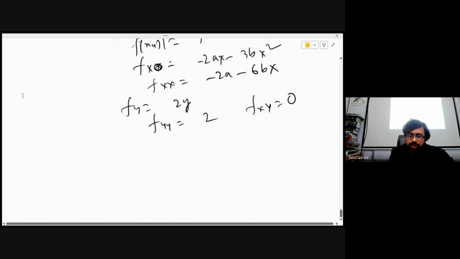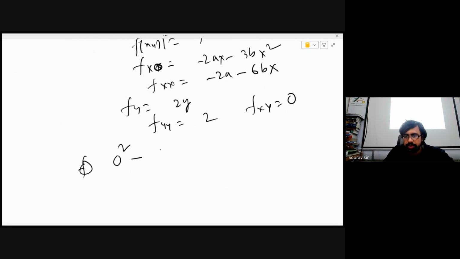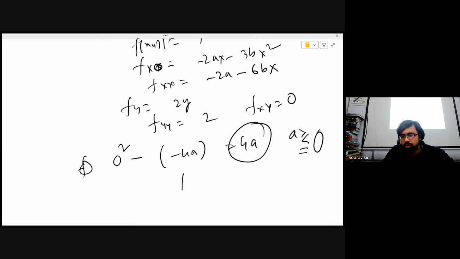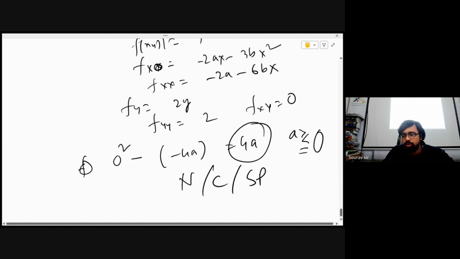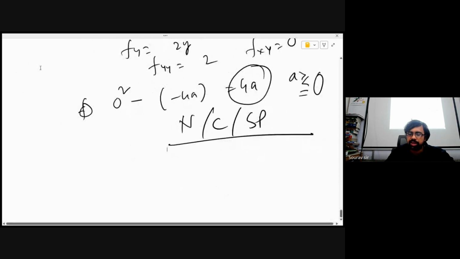ठीक है? तो यहाँ पर b स्क्वायर माइनस 4ac का जो फॉर्मेशन है, तो fxy स्क्वायर is 0 स्क्वायर minus fxx into fyy is minus 4a. Okay, minus 4a. So that is actually becoming plus 4a. Now, if a greater than 0, a less than 0, or a equal to 0, then it is a node, cusp or singular point. So here the parameter is the decider.